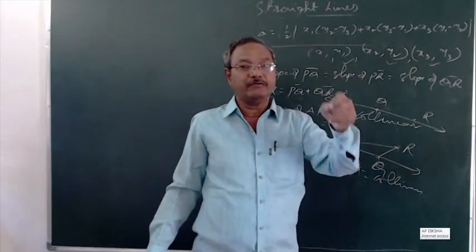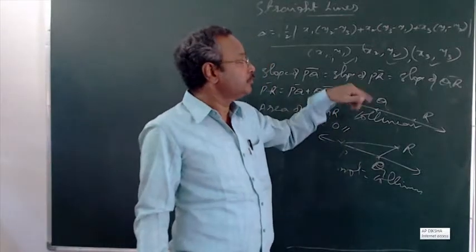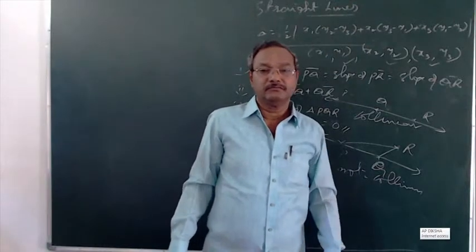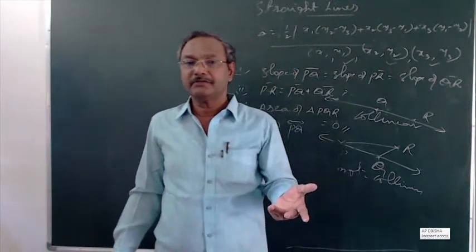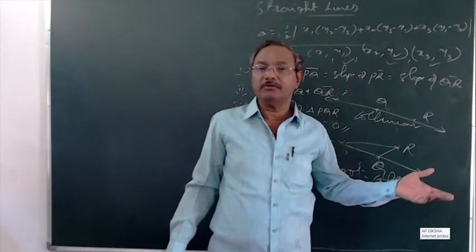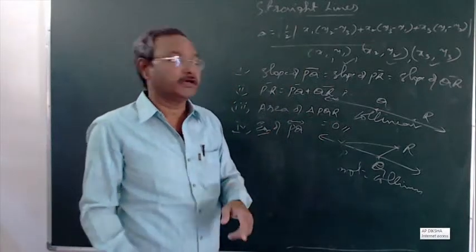You may get an equation of the form ax plus by plus c equal to 0. And you can substitute the third point in that equation. If the equation is balanced, right, the points are collinear. If not, no, the points are not collinear. So these are various methods to check whether the points are collinear or not.